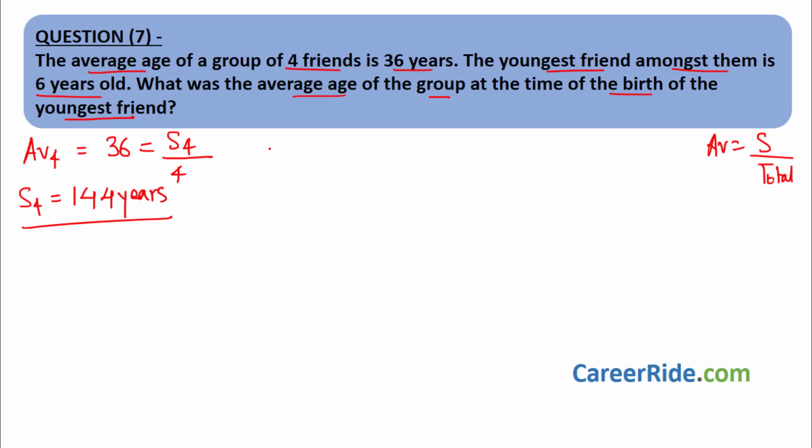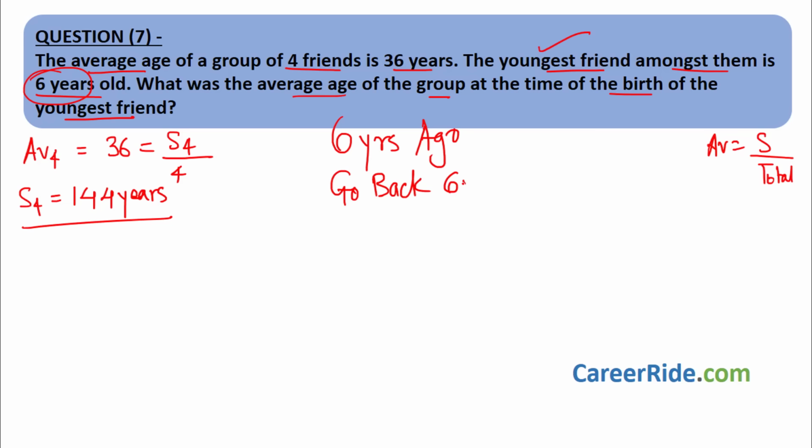Now the youngest friend, what they have given is that the youngest friend is 6 years old, and we want the average age of the group at the time of the birth of the youngest friend. If a person is 6 years old, that means that person must have been born 6 years ago, right? So the youngest friend was born 6 years ago. So when the youngest friend was born, we want the average age of the group. So let's go back 6 years, okay?